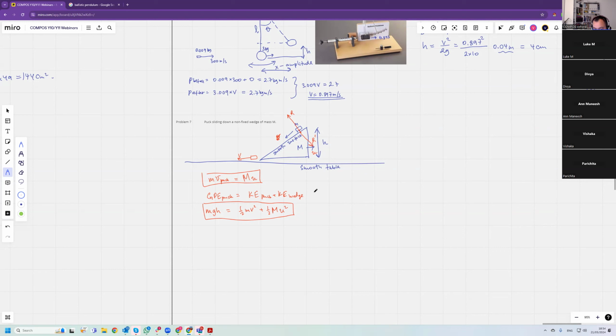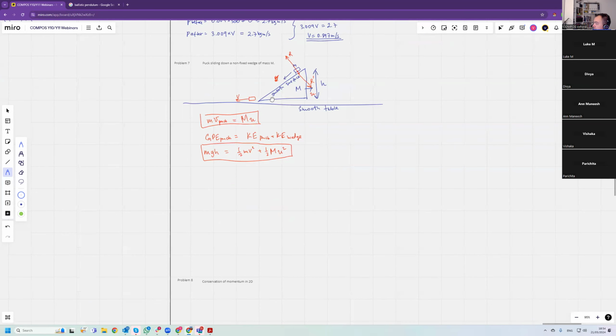As long as there's no friction, it's an isolated system. But if the wedge was fixed, there would be an external force, the force that is holding the wedge. I hope that makes sense.